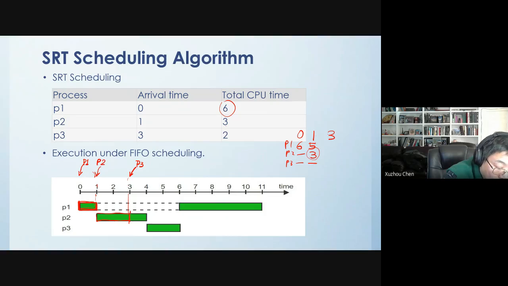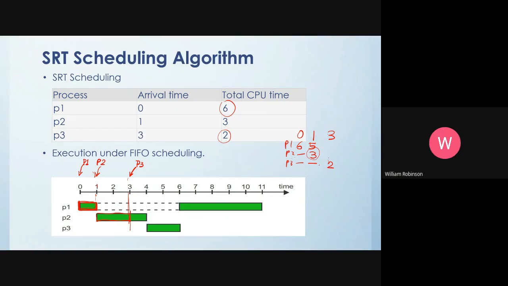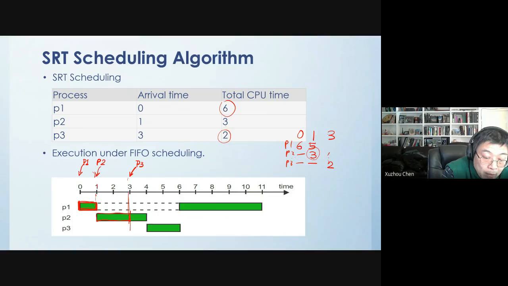At this moment, process 3 arrives. Now, how much total CPU time for process 3? It's 2, right? Now, what's the remaining time for process 2? Only 1, right? Because when process 2 joined the ready list, it had 3, but from 1 to 3, it just executed for two time units. So there's only 1 remaining.